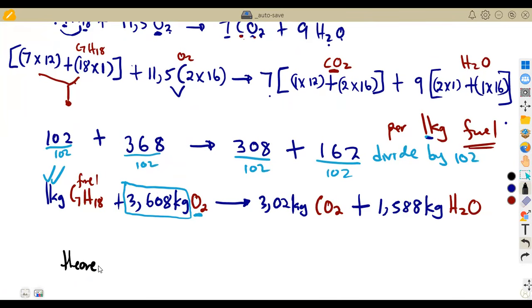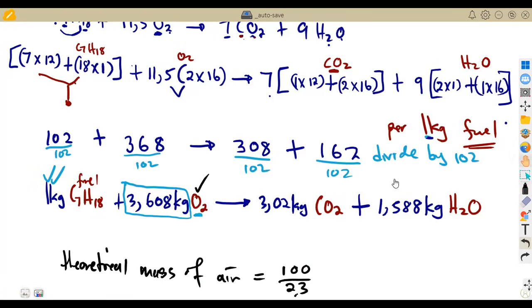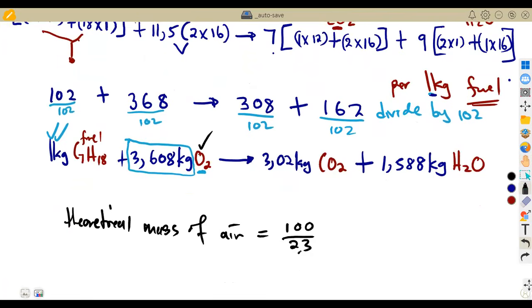So our theoretical mass of air in this case is going to be given as what? Remember my formula, I said it's going to be 100 over 23, from the concept that the air consists of 23% oxygen, and we are using the mass of oxygen. That's why we have to use 23 here, because we are using oxygen, but the air is at 100%. Oxygen is at how many percent? At 23. So you multiply by the mass of oxygen. I explained this part previously.